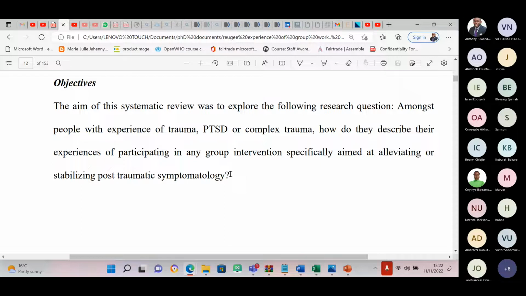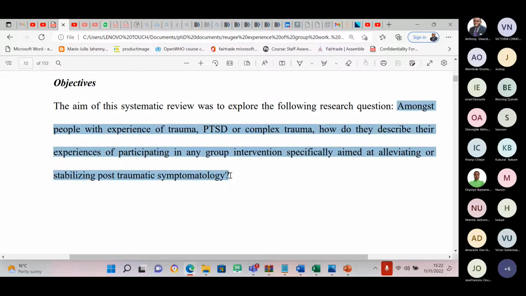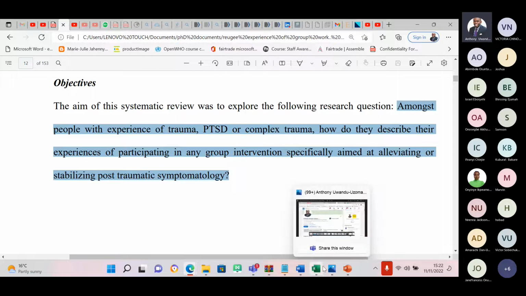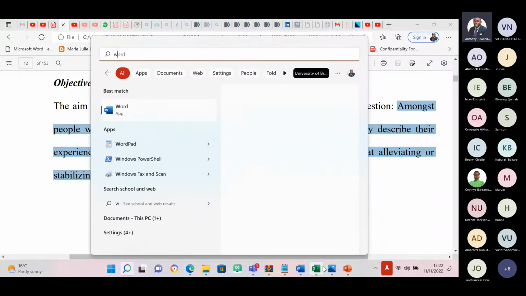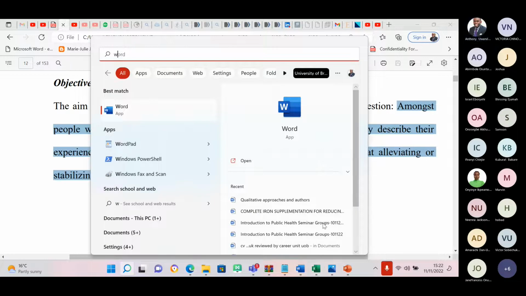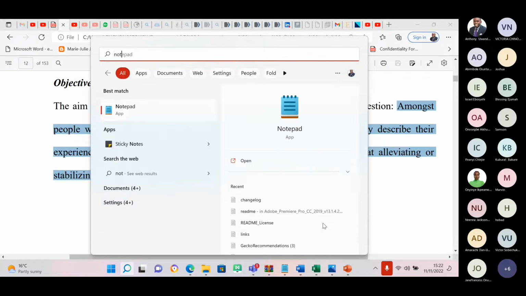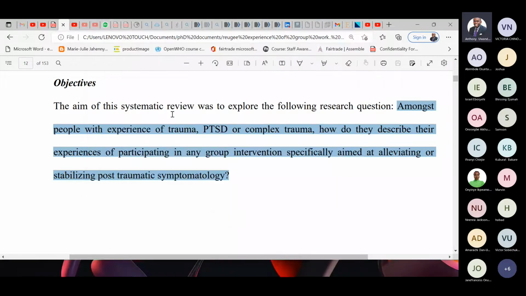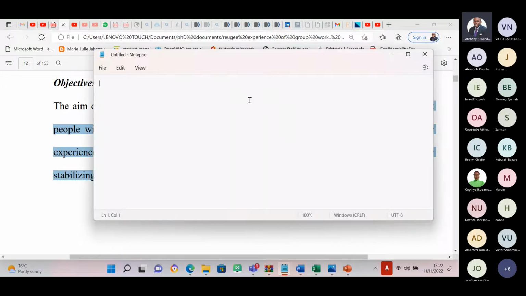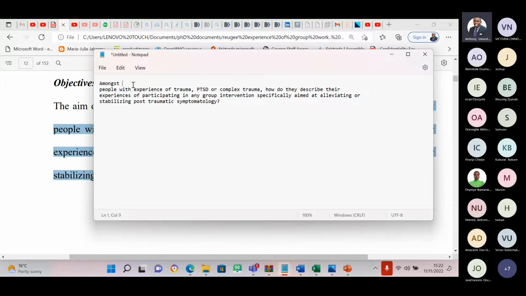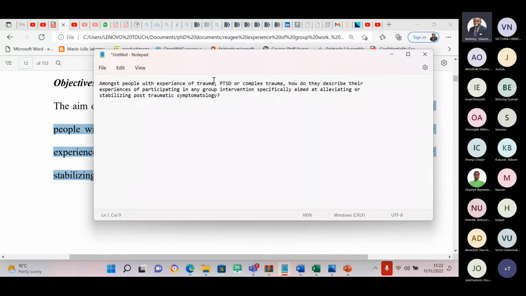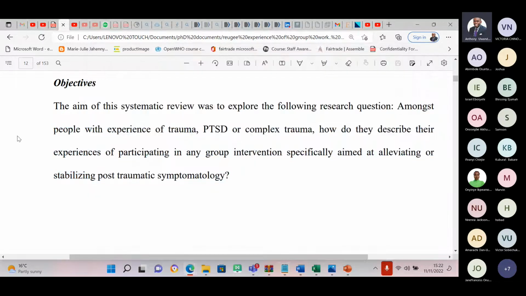So now you have seen one way of converting your topic by reading this article. That's why you need to read articles. Let me copy this one out. This is how the research question was framed. He said, among people with experience of a phenomenon, how do they describe their experiences? You see that? So this is one way you can do it, assuming you are doing something around experiences.